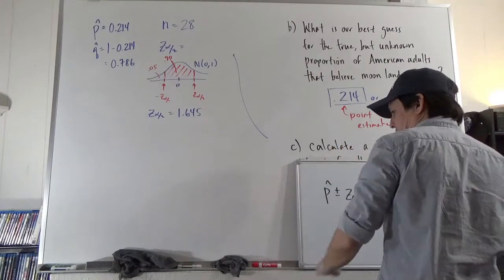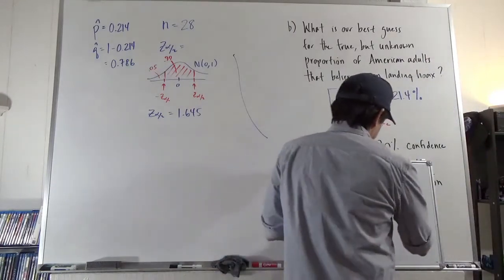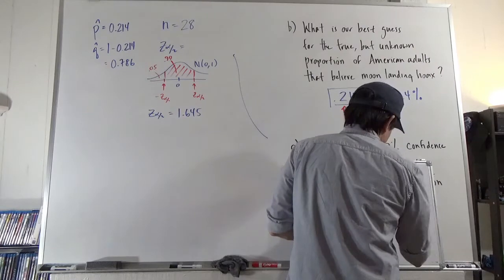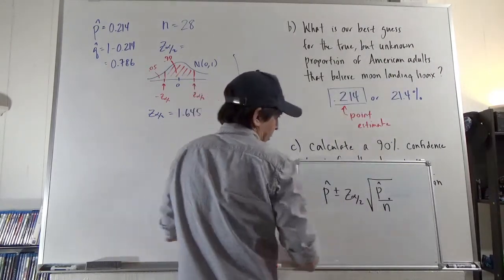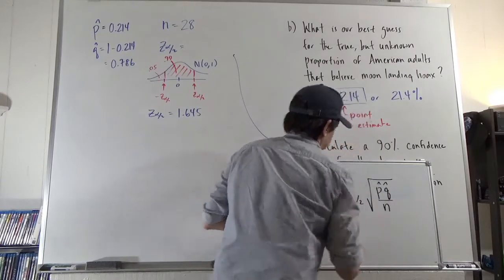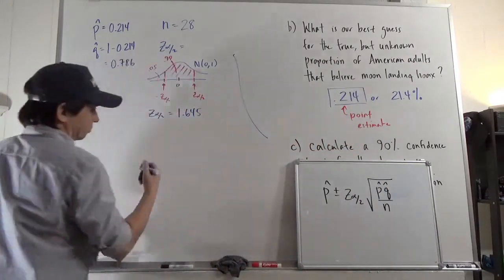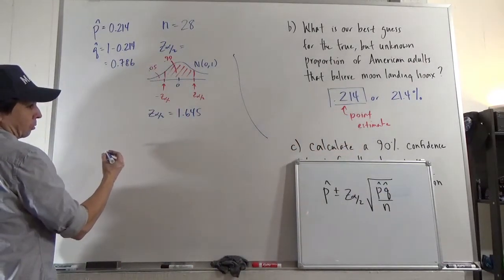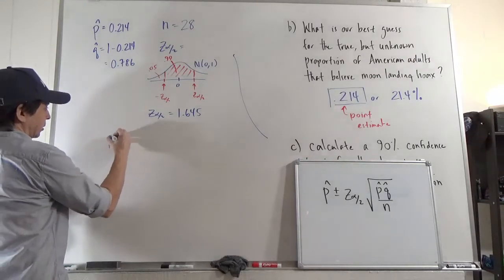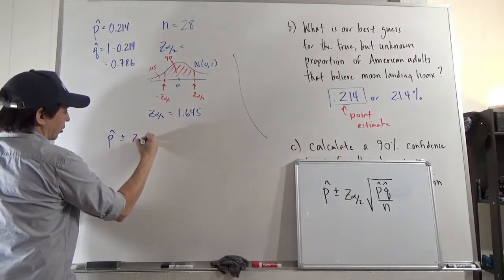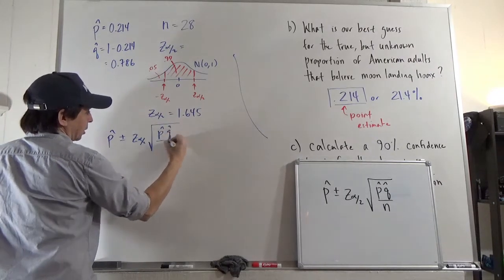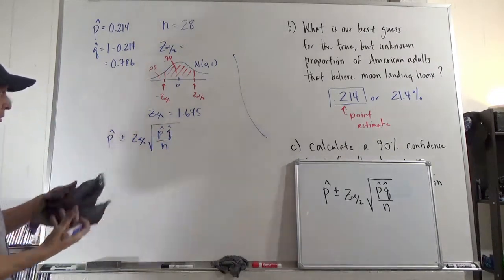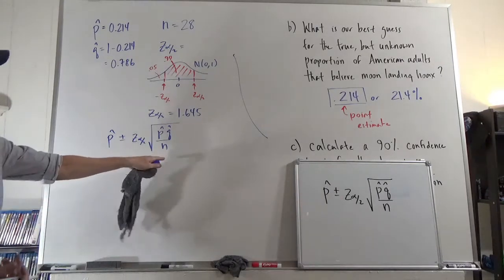Alright, we're ready to put it all together and do our first computation, but let me fix this and put it back the way we're used to seeing it. Alright, so let me write it down. Let me copy it down. P hat plus or minus z alpha over 2 square root p hat q hat over n. And we'll make sure we know how to compute that square root with a fraction. I think we've done it before. We've done similar things, yeah.